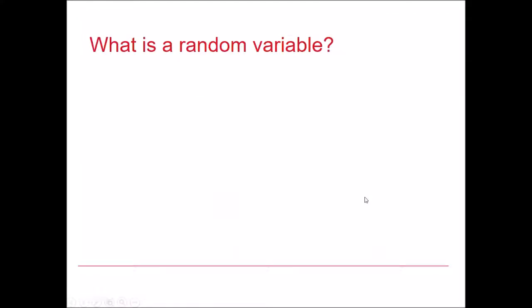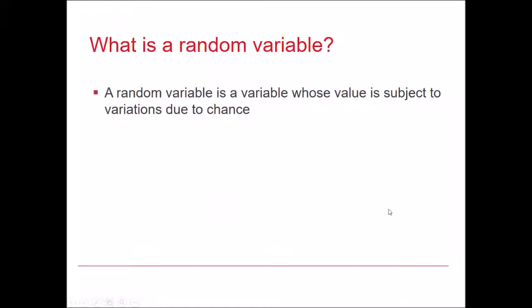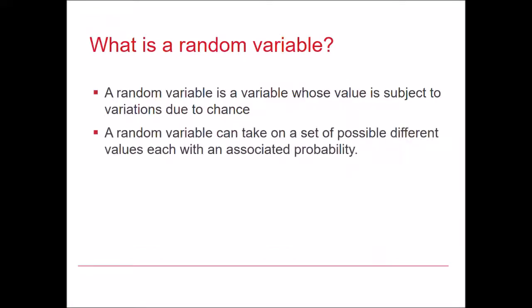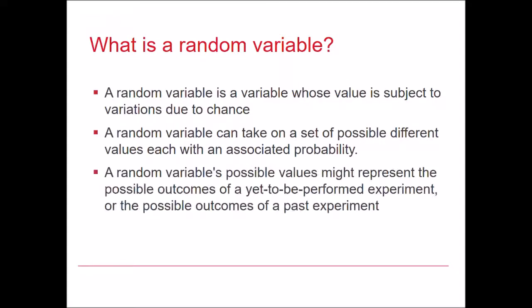To begin with, we're going to consider what a random variable actually is. It's a variable whose value is subject to variations due to chance, and it can take on a set of possible different values, each with an associated probability. They're usually useful for representing possible outcomes of a yet to be performed experiment or possible outcomes of a past experiment.